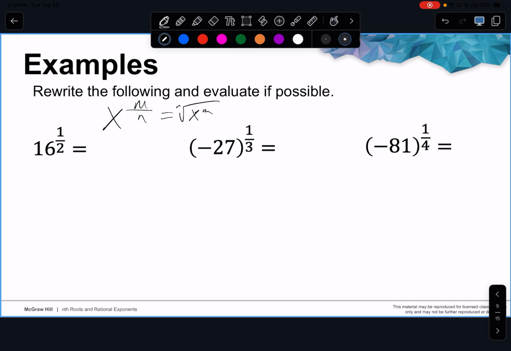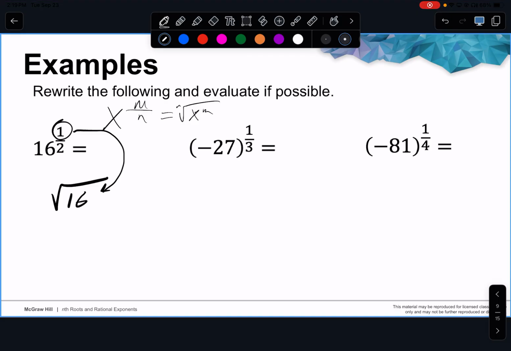Okay, we're going to put this into radical form. Where's my 16 going to go? On the outside or inside? On the inside of my radical, that becomes my radicand. Okay, where's the 1 go? Where's the numerator go for my rational exponent? It's technically right here on the 16, but we don't need to write it.